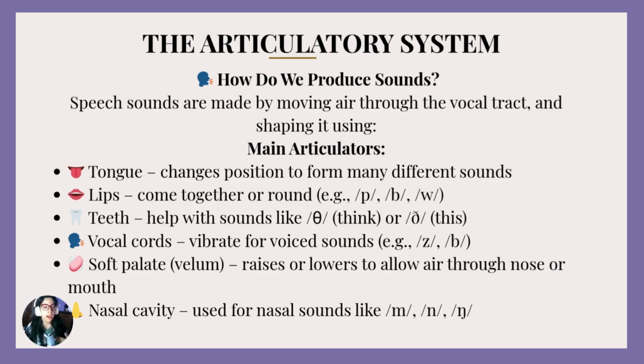When we speak, we use our tongue, because the tongue changes position to form many different sounds. We also use our lips. We may not be aware of it, but our lips come together or round when we produce sounds like pa or ba, as in baby, for example.